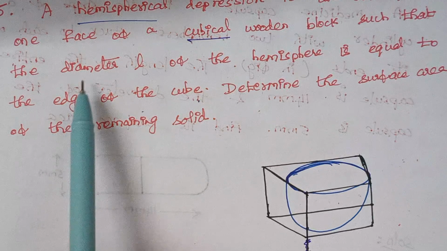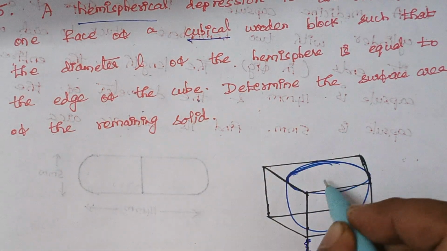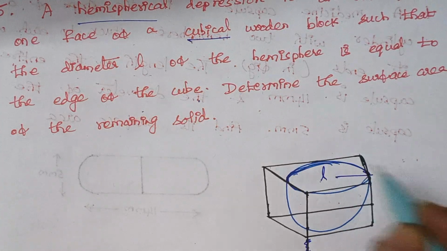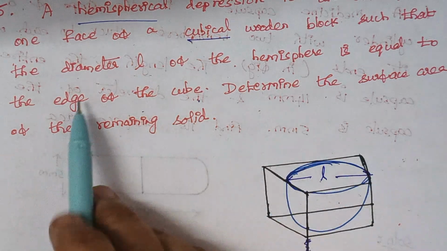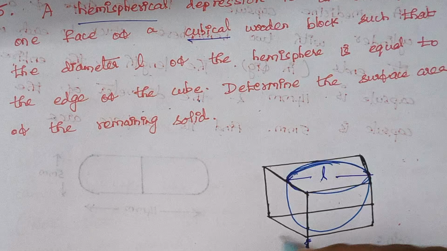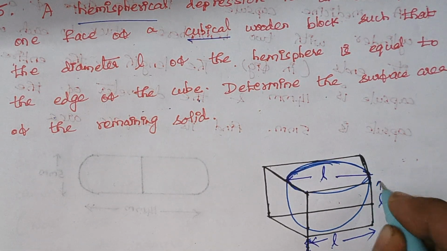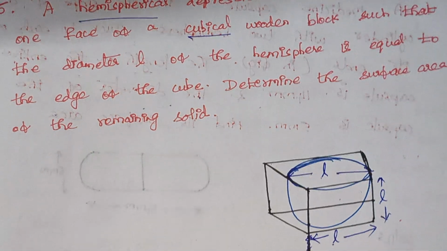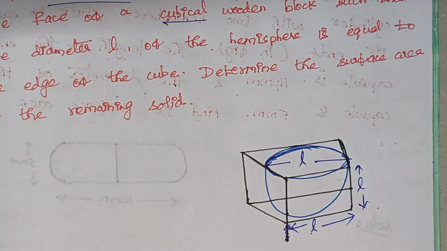So again, the diameter of the hemisphere is L. This is equal to the edge of the cube. The edge of the cube is nothing but the side of the cube. All the sides of the cube are of the dimension L, right? So we have to find the surface area of the solid.